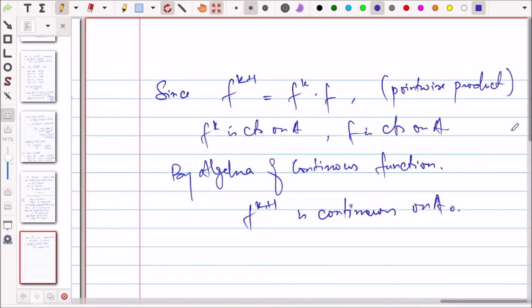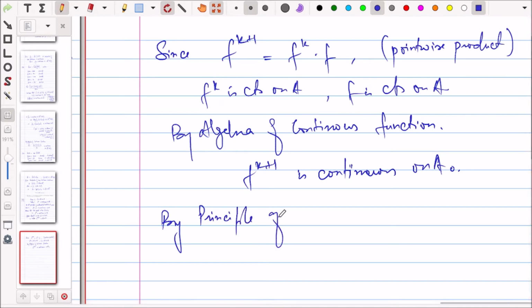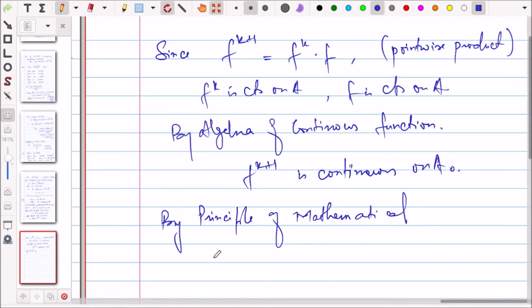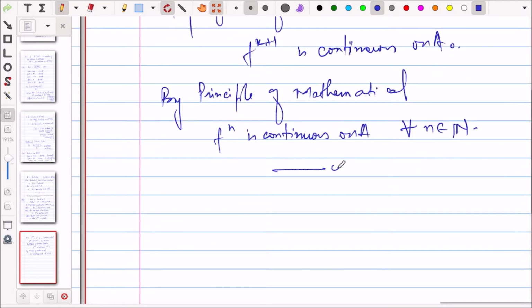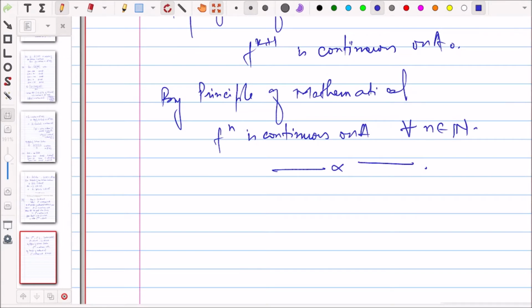on A. So since the result is true for k plus 1, by the principle of mathematical induction, f^n is continuous on A for all n belonging to N. So we have completed question number 2 also. It was simple. We used the principle of mathematical induction. Now let us move to the third question.